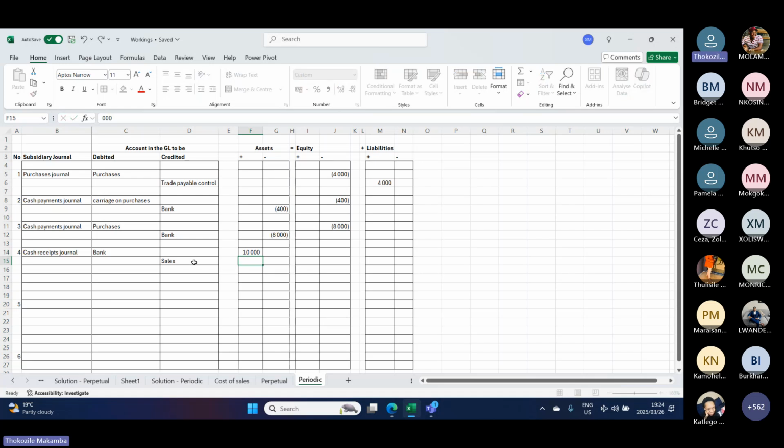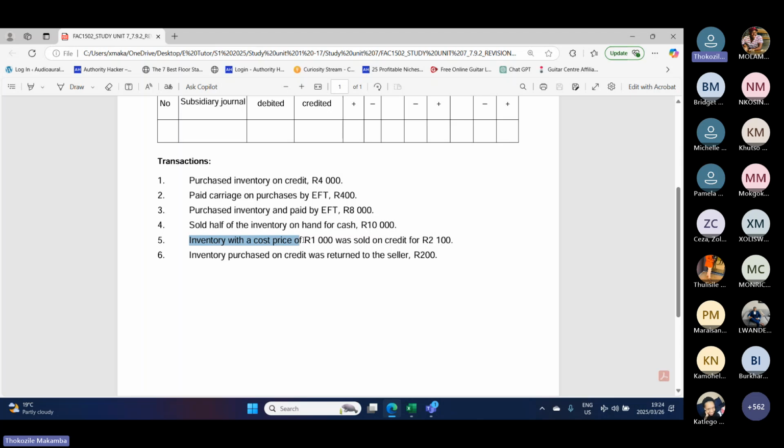Then remember, sales increases your equity, right? So therefore, we're gonna put 10,000 Rand under equity. Okay. Then transaction number 5, inventory with a cost price of 1,000 was sold on credit for 2,100. Now let's remember something. Under the periodic system, we don't record cost of sales and we don't record inventory. So whilst this is important information, it doesn't matter for purposes of this specific transaction, right? The only thing that matters here is that it was sold on credit for 2,100.